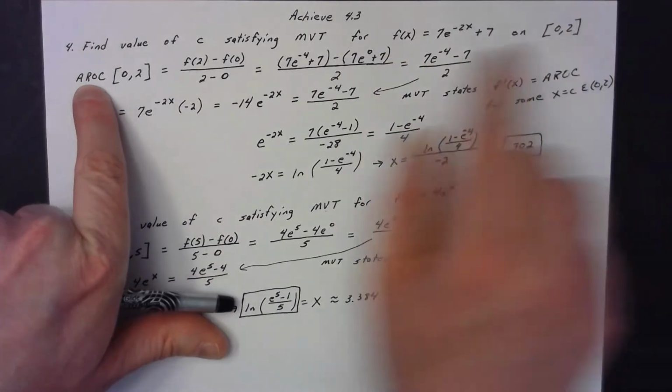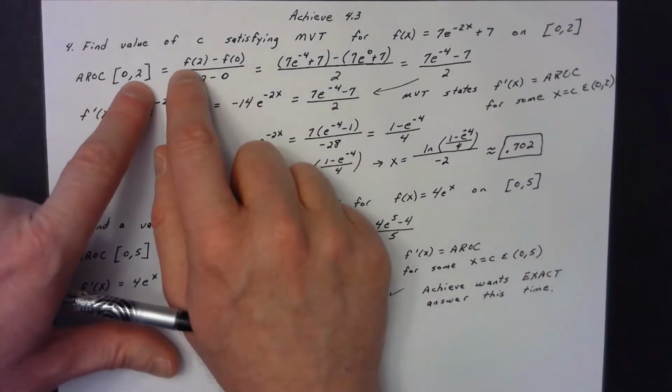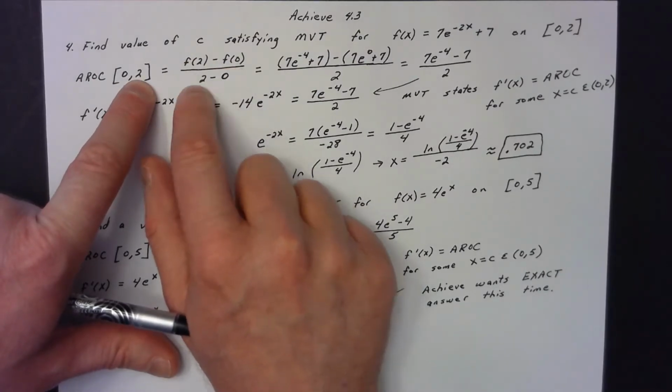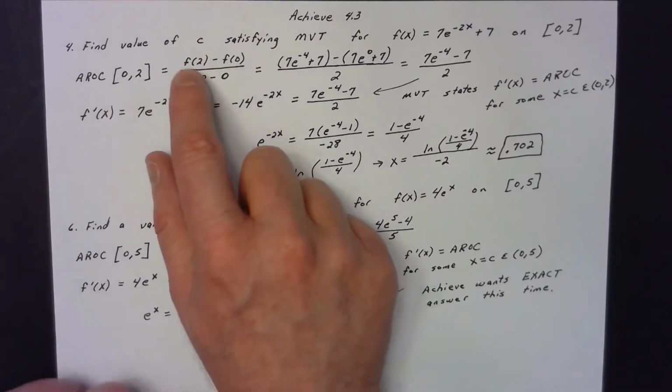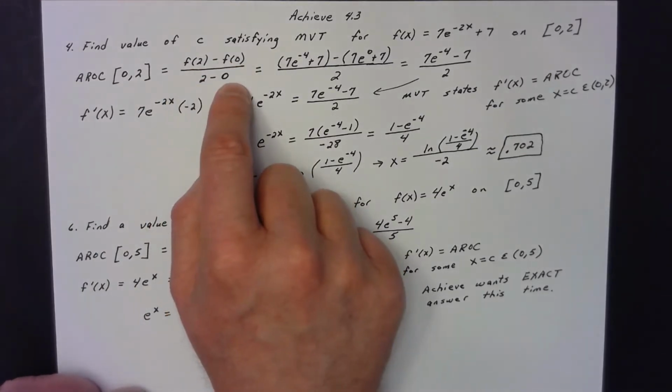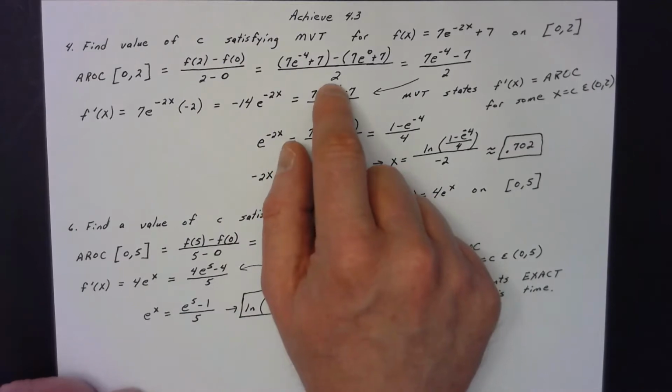to 2, and I can say, well, that's just going to be the function evaluated at 2 minus the function evaluated at 0 over the change in x, 2 minus 0. This goes back to your slope formula, y2 minus y1 over x2 minus x1. So of course our denominator is 2.